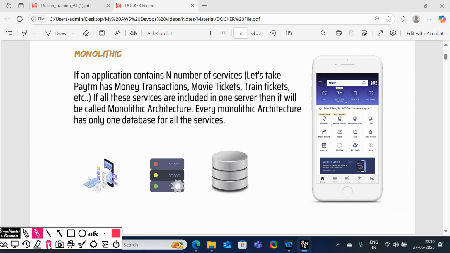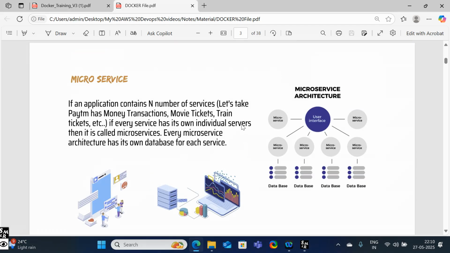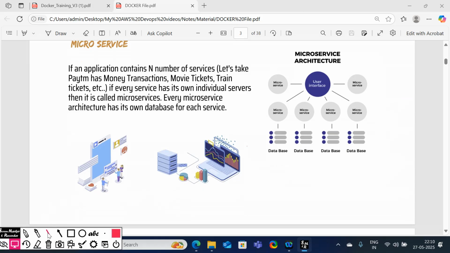So how will that be achieved? Here the microservices come into the picture. I am going to show you guys. Instead of deploying all the services in a single server, if an application consists of n number of services, every service is an individual service. Meaning if I have multiple services, for each service I am going to create one server, and each server has an individual database.